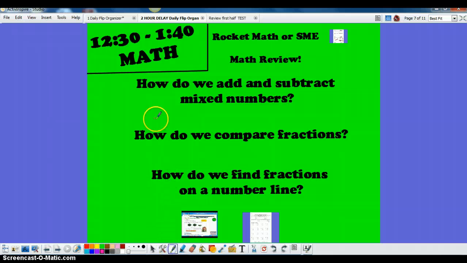Here are the main questions that we've been going over. First, how do we add and subtract mixed numbers? How do we compare fractions? And how do we find fractions on a number line?